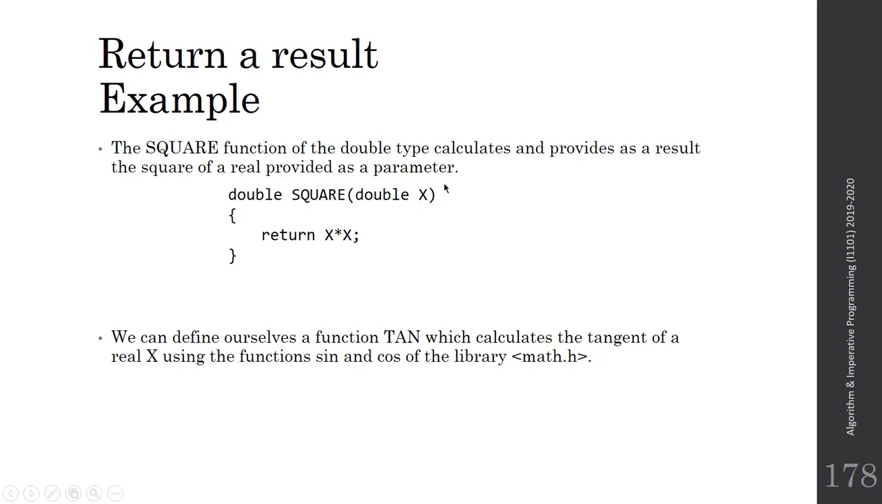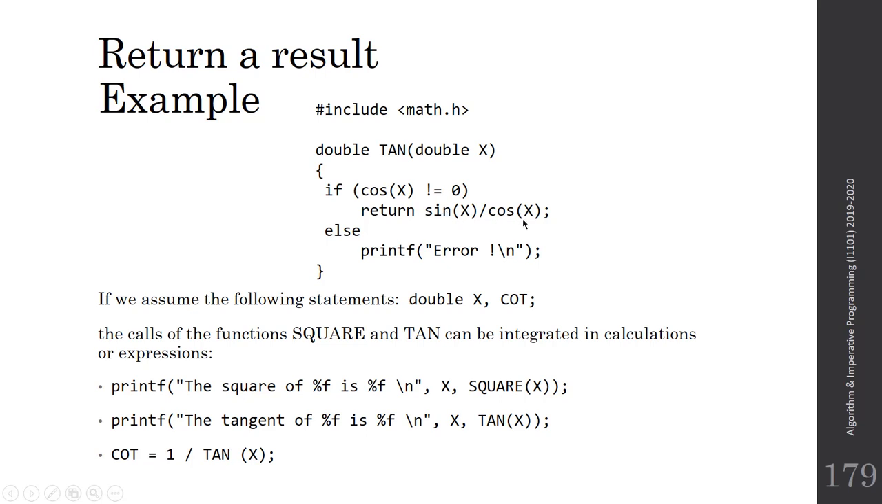To return a result, we have the square function. It takes one parameter x, which is double, and it returns a double. So it's called double. We just calculate x times x, and we return the value. How can we define ourselves a function tangent, which calculates the tangent of x using the functions sine and cosine? This is a small exercise. You know that tangent is equal to sine over cosine. Of course, if I want to do division, I should be sure that cosine is different from 0. So I can call this function. It takes one variable x, and it should return a double. So we can call the square of f, which is x, equal to square x, and the tangent of x, and I know that the cotangent is equal to 1 over tangent of x.